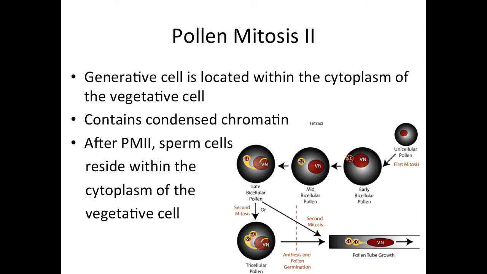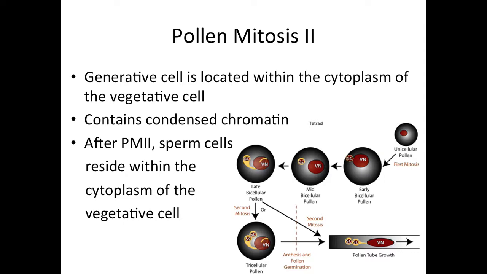The generative cell is completely contained within the vegetative cell, and upon that first mitosis, the chromatin of the generative cell never diffuses. That's one of the reasons it stays so compact: it keeps itself ready for mitosis. It's protecting its DNA so that no damage will arise and affect the gametes.